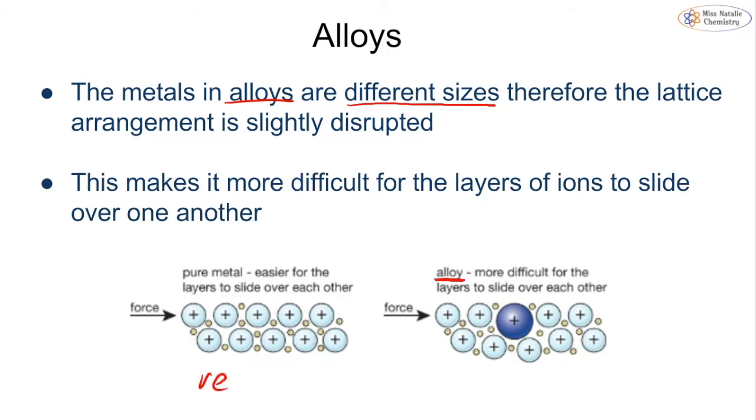This is where we have our regular arrangement, because all of our atoms are the same, and here we have a slightly irregular arrangement. And because we have this irregular arrangement, it causes problems when the layers of metal are trying to slide over one another. That is what usually makes some metals brittle, is because the layers can slide over one another and then they can move apart. With an alloy, when you apply a force, it's more difficult for these layers to slide, so they are less likely to do so. Therefore, they're not going to break down as much. So they are harder.